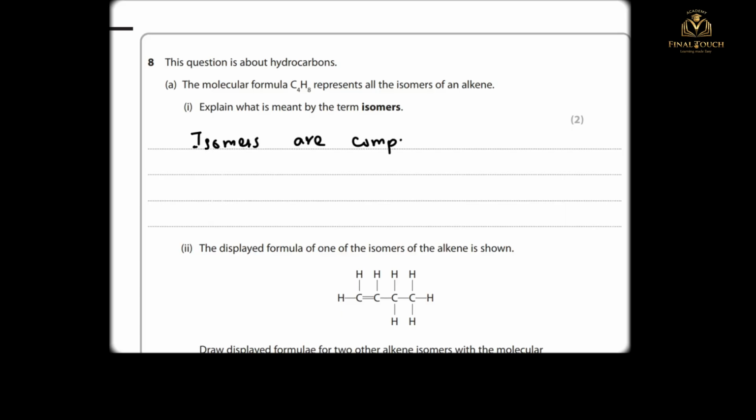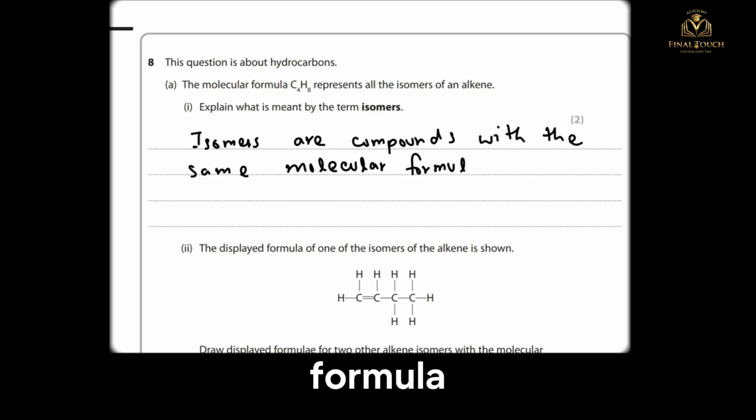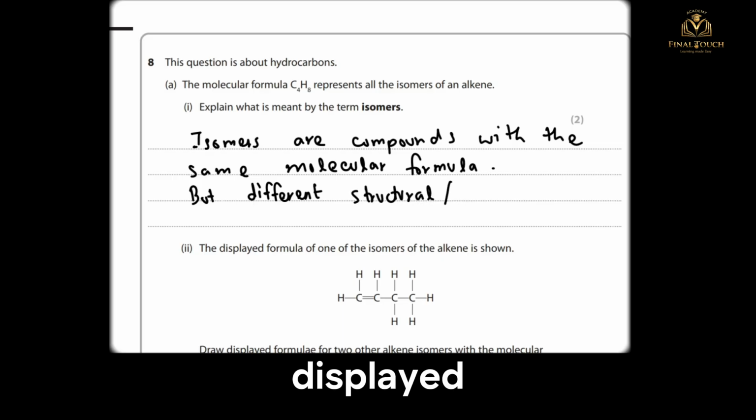compounds with the same molecular formula but different structural or displayed. You can write either of these formula.